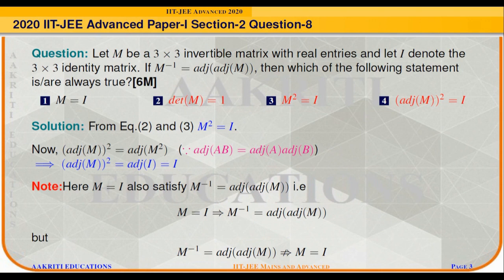Further, we have to solve for adjoint of M whole square, which can be written as adjoint of M square, as adjoint of AB can be splitted into adjoint of A times adjoint of B. So adjoint of M whole square is nothing but adjoint of M square. Since M square is an identity matrix, so it will give adjoint of identity matrix, which is an identity matrix. Thus adjoint of M whole square is an identity matrix.